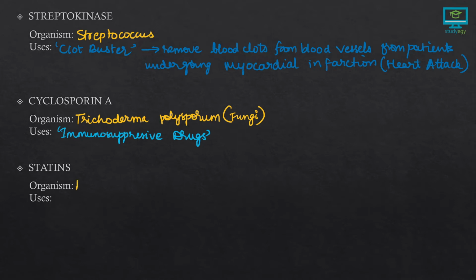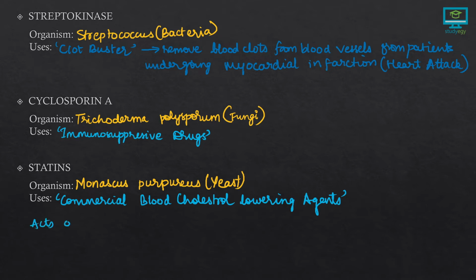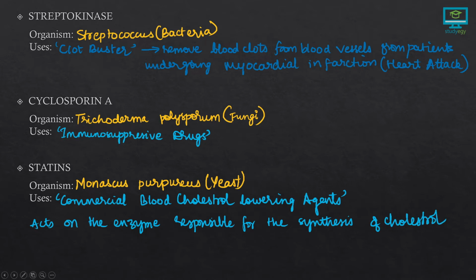Now coming to statins. We use Monascus purpureus, which is a kind of yeast. Statins are used as a commercial blood cholesterol lowering agent. What statins do is act on the enzyme responsible for the synthesis of cholesterol and prevent the formation of cholesterol.